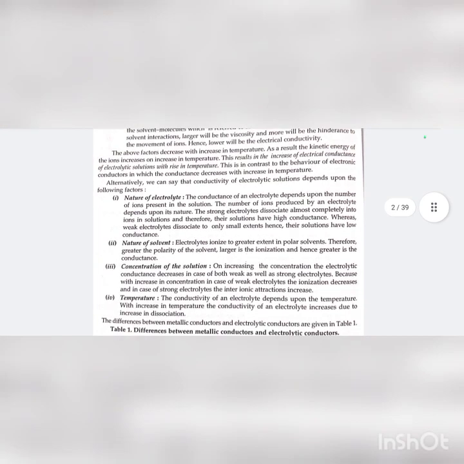Alternatively, we can say that the conductivity of electrolytic solutions depends upon the following factors. First is nature of the electrolyte. The conductance of an electrolyte depends upon the number of ions present in the solution. The number of ions produced by an electrolyte depends upon its nature. The strong electrolyte dissociates almost completely into ions in solution, and therefore the solutions have high conductance, whereas weak electrolytes dissociate to only small extent, hence their solutions have low conductance.